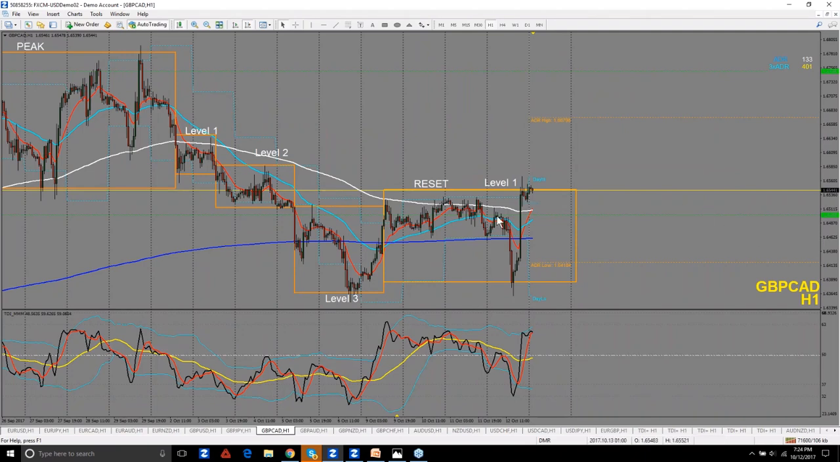GC. GC is slightly different, right? We're talking about this reset level 1 long, mainly because we see an anchorish structure up here and the 13/50 cross. That's what I meant. The other one did not have it. So I took the short in here, okay?